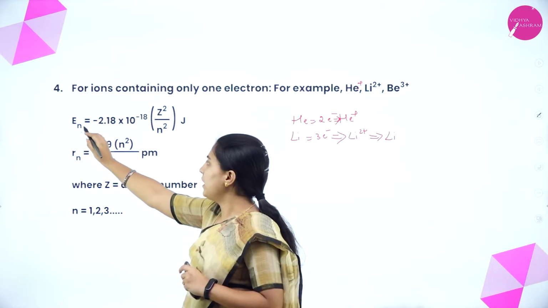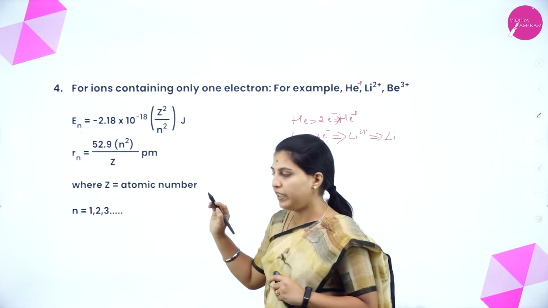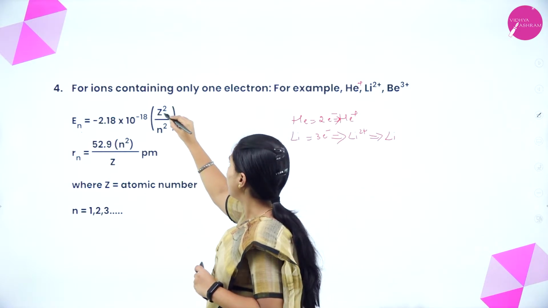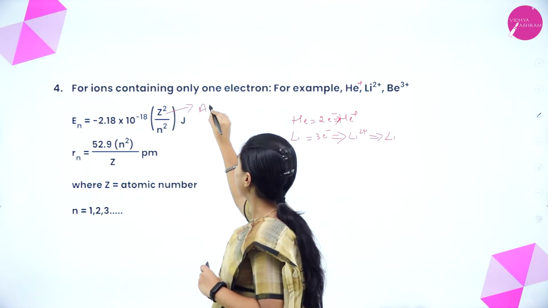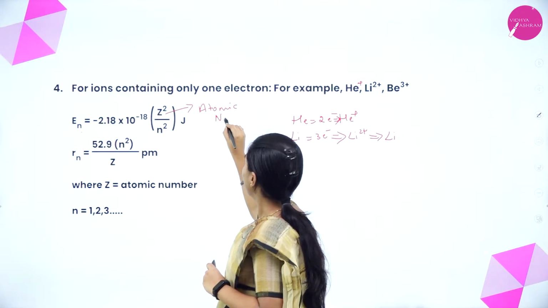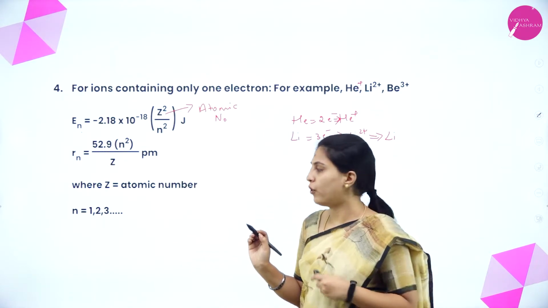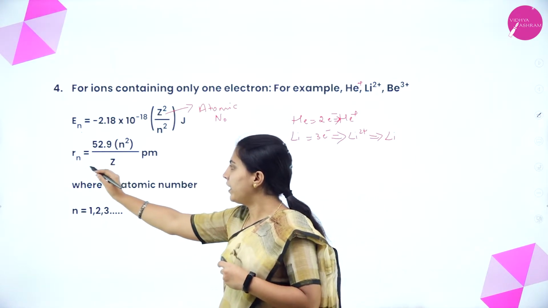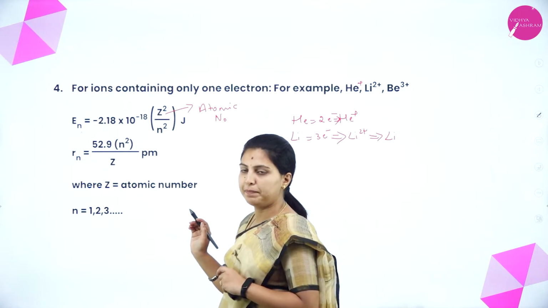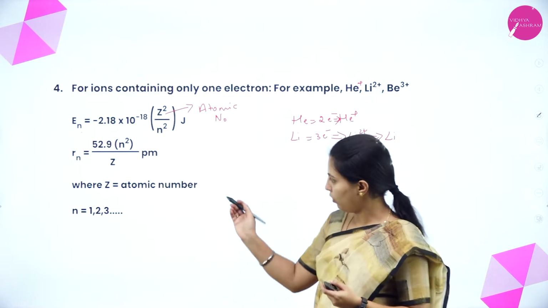The energy is En equals minus 2.18 into 10 to the power of minus 18 into Z square by n square, where Z is the atomic number and n is the number of the orbit. The radius is 52.9 into n square by Z pm, where Z is the atomic number and n equals 1, 2 or 3.